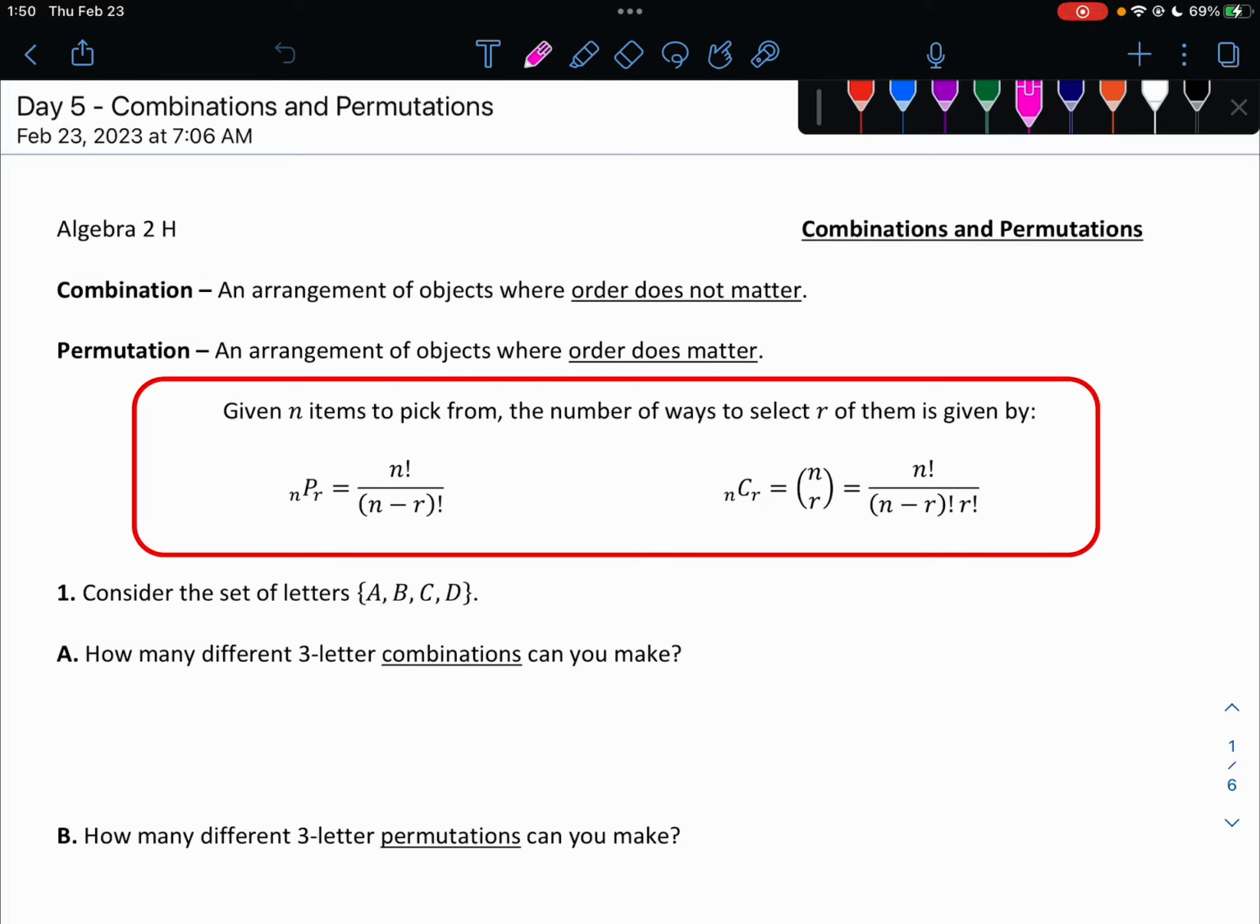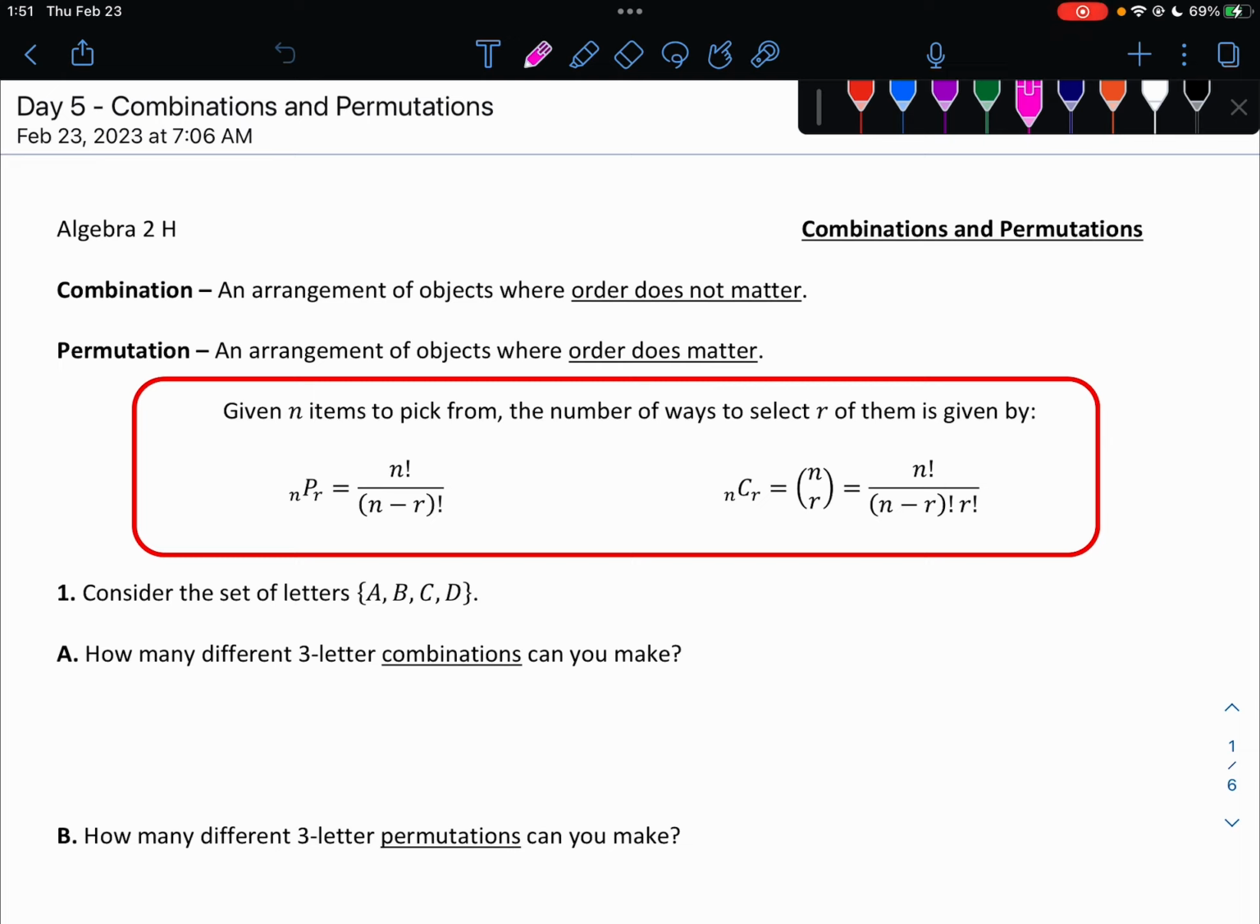So to start here, let's just make sure we all know the difference between the two. A combination would be an arrangement of objects where the order does not matter. And a permutation is an arrangement of objects where order does matter. So really, that's the only difference between the two. Sometimes it could be hard to tell the difference between which one we're looking at here.